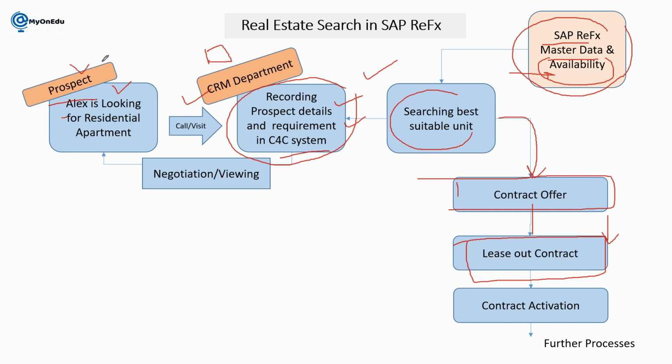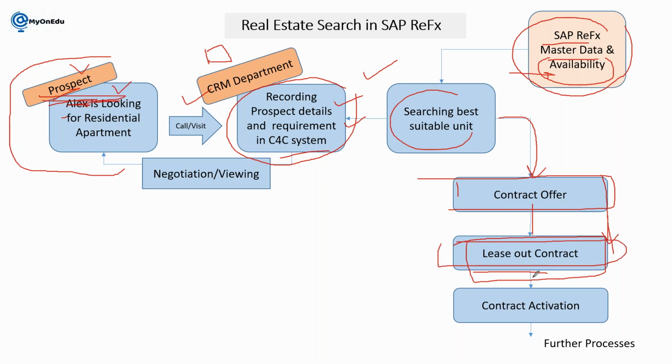So whatever BP we have created for Alex, the role was prospect. But whenever we are converting this contract from contract offer to lease contract, the final contract, we are supposed to have a role called customer for the same prospect, Alex. So this will be taken care of by the system here.